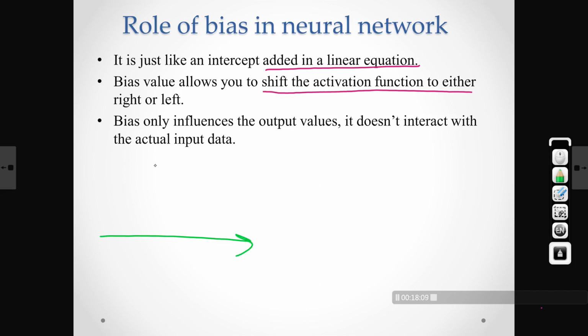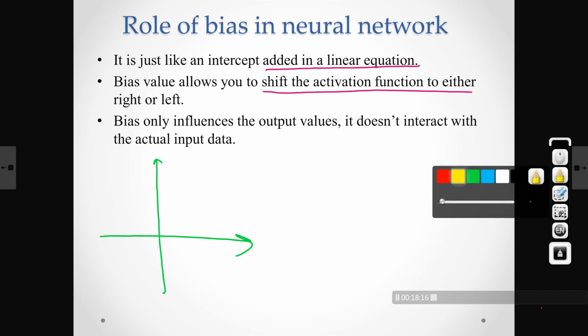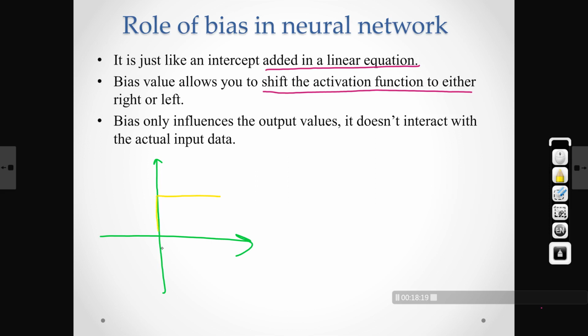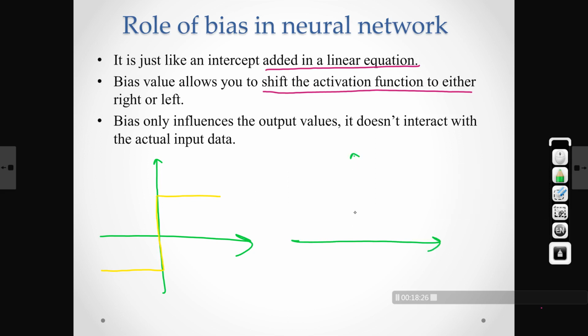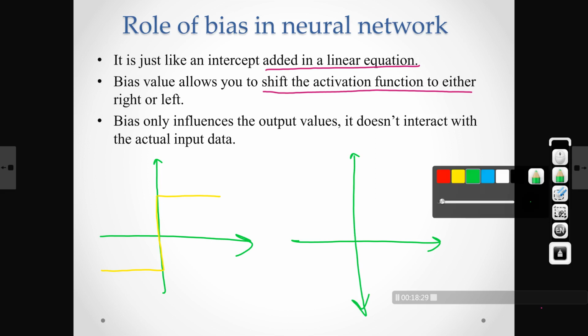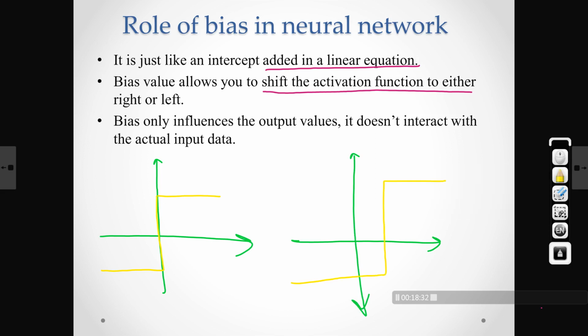An example: if any activation function is centered around 0, we'll take a bipolar sigmoidal function. If it is centered around 0, you can shift the function by using a bias term. You can shift it towards the left or towards the right. Now in this case the function is shifting towards the left. So the bias is, say, negative value minus 1, so it is centered around plus 1. So this is the role of the bias.